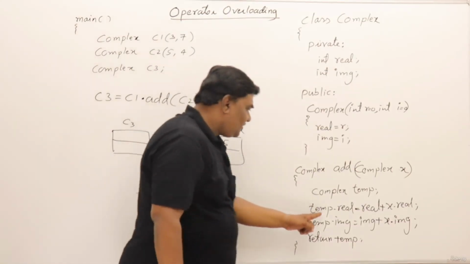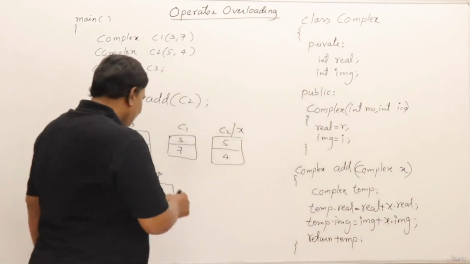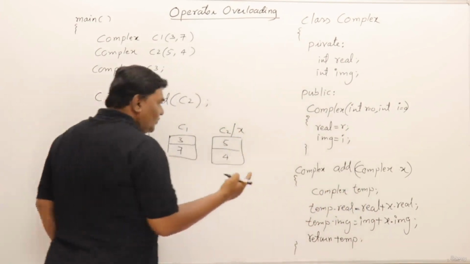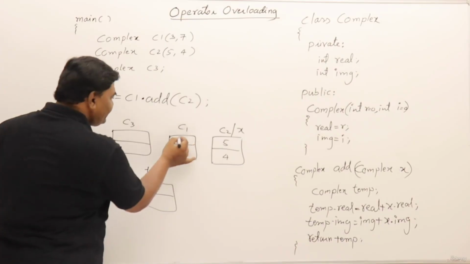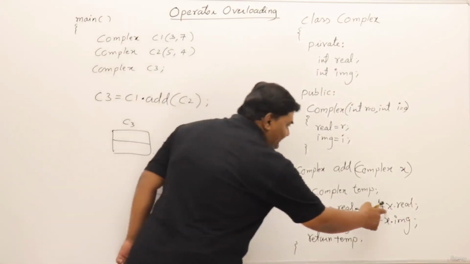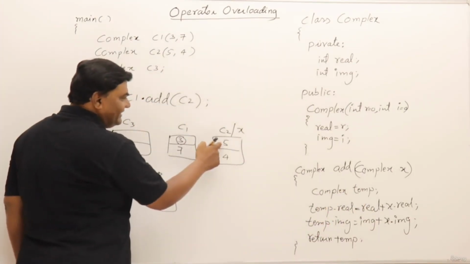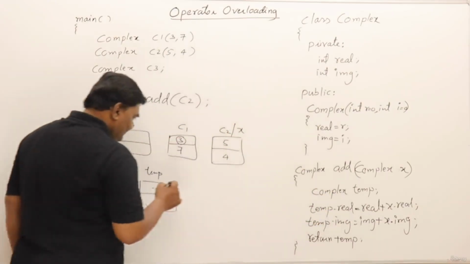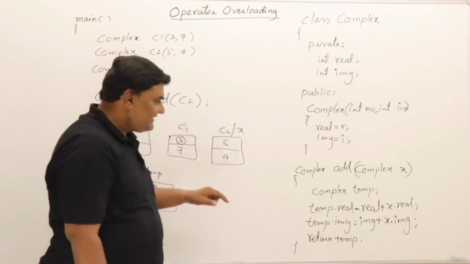Then temp dot real is assigned real plus X dot real. Temp's real, this part, is assigned with real. So whose real is it? See, this is called upon C1. So C1's real. Just real means C1's real. Then plus X dot real. So who is X? C2 is passed as X. So this real. So 3 plus 5 are added and stored in temp's real. So this is 8.